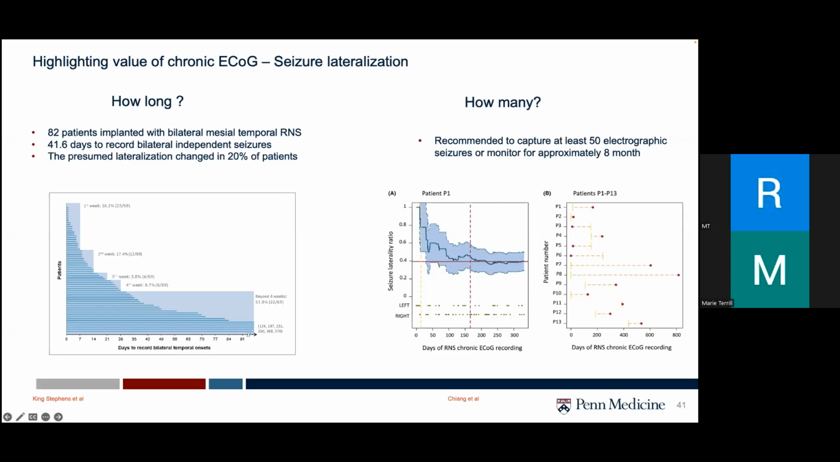Now, based on these results, they provided some recommendations, and they basically suggested capturing at least 50 electrographic seizures, monitoring for approximately 8 months to ensure that you have reasonably good confidence in seizure laterality ratios. They did note that a smaller subset of patients required longer durations, and clearly you need more work to identify these patients, understand why they needed longer durations, and decipher the other complexities associated with it.